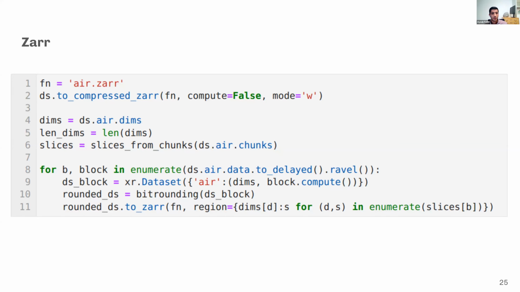And for the implementation, one approach to put the chunking concept into action involves leveraging Zarr's chunking capabilities and block features. As demonstrated in this slide, accomplishing this task can be achieved with just a few lines of code.